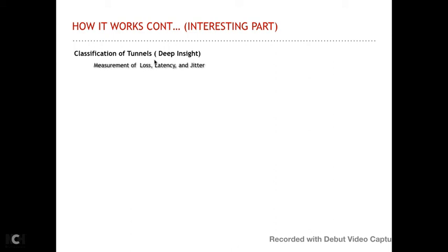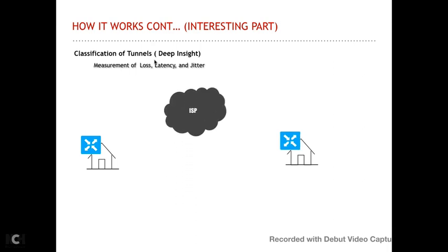First, the most important point is how the measurement of loss, latency and jitter, which are the key SLA metrics we defined on the transport medium, happens. Let's see that. So you have branch locations, maybe branch 1 or branch 2, on the left and right, and you have one service provider which has data plane connectivity with the IPsec tunnel, which actually has the full-fledged connectivity between the two. And your first BFD packet flows from your branch 1 to branch 2.